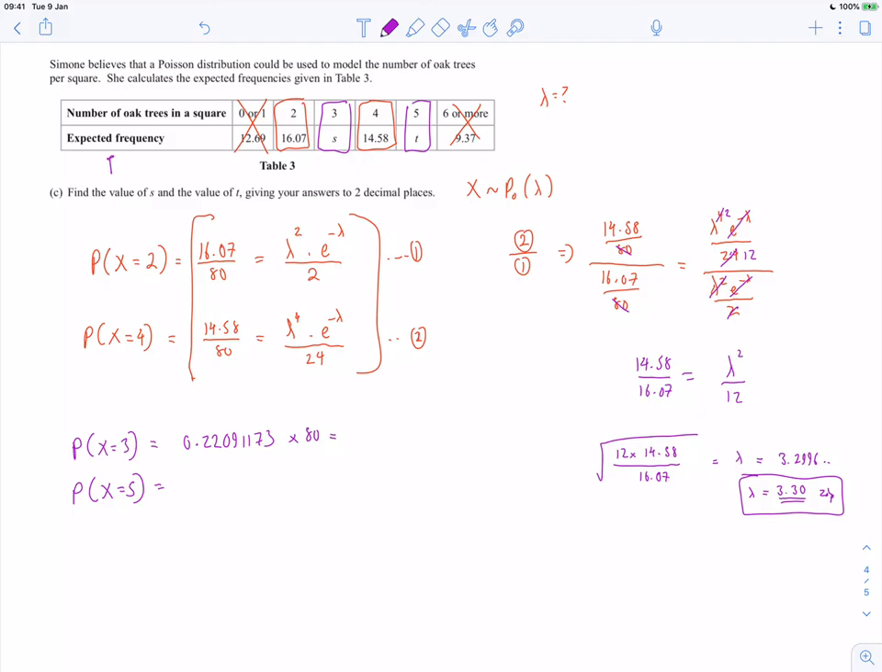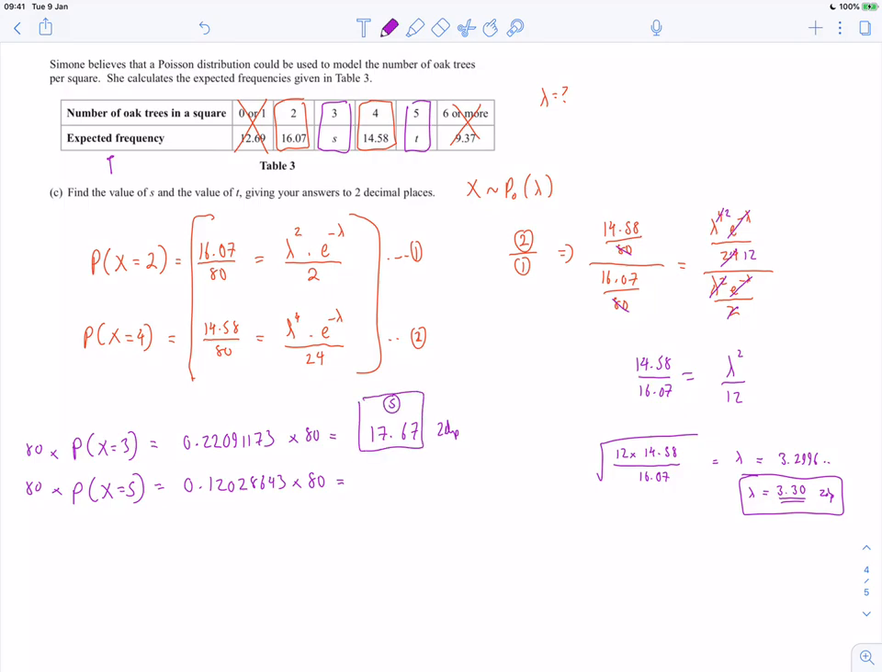So I want my x value to be 5 now, lambda to be 3.30, and this is going to be 0.12028643, and to get the expected frequency I times by 80. Okay, so back it up. I've got 0.22091173 times 80. So I've now got 17.67 to two decimal places, and that is S.